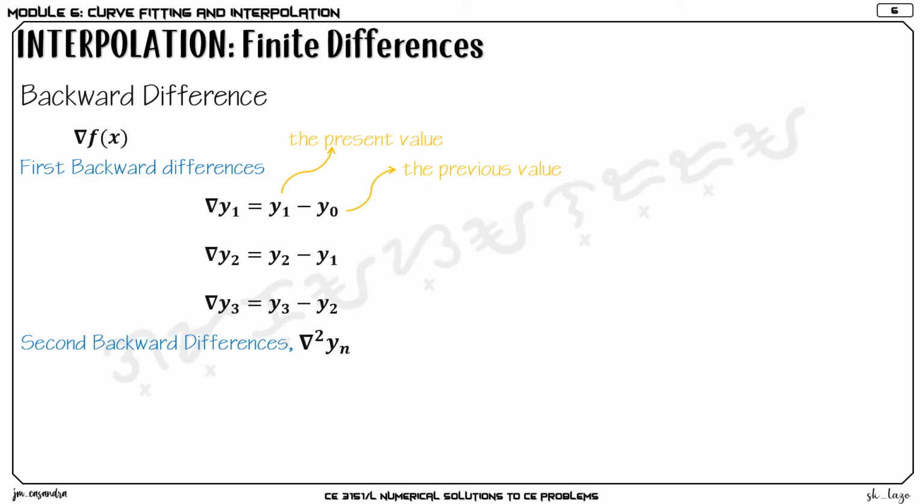For the second backward differences, it is same as for the forward difference. So nabla squared y sub 1 is equal to nabla y sub 1 minus nabla y sub 0. Nabla squared y sub 2 is equal to nabla y2 minus nabla y sub 1, and nabla squared y sub 3 is equal to nabla y3 minus nabla y2.